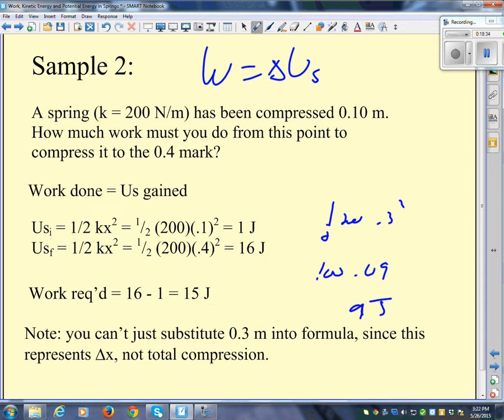Okay? So you have to do it this way. You have to find the difference. Well, why are we adding them? Or do you subtract? Oh, sorry. Subtract. Right? The work done, this is the key idea here. The work done is the potential energy gain. So you have to figure out how much did it end with, how much does it start with, and subtract. Good?